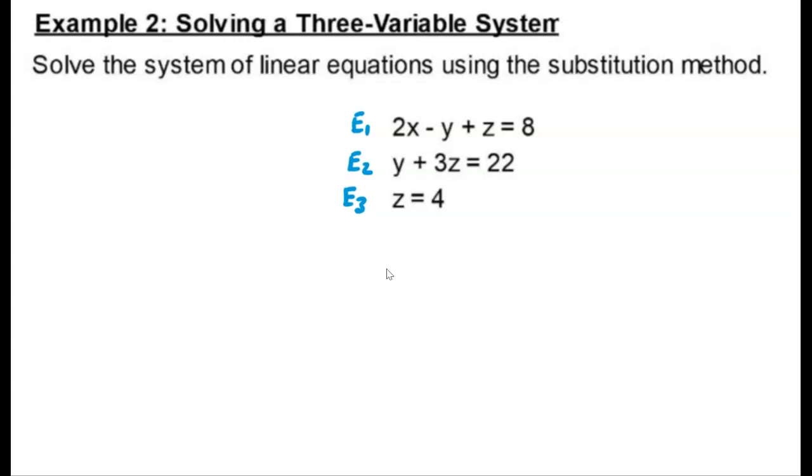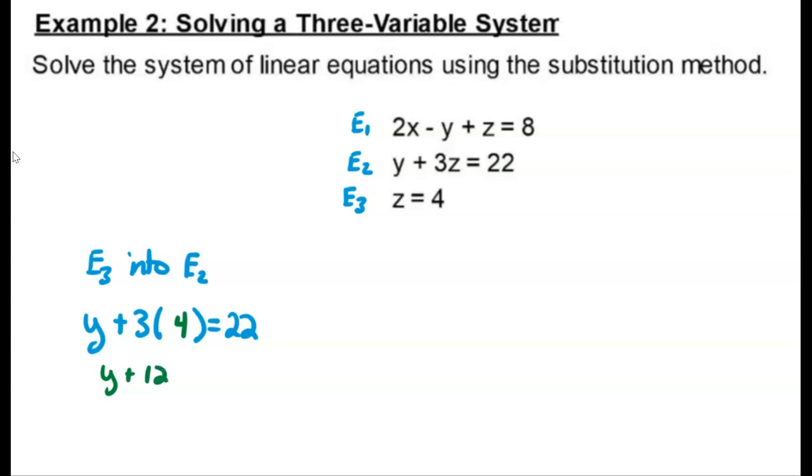So we can take equation 3 and we can substitute it into equation 2. And that will let us solve for y. So we have y plus 3z equals 22. But instead of z, we know that z is 4. So that's y plus 12 equals 22. So therefore, subtract 12, and y is 10.